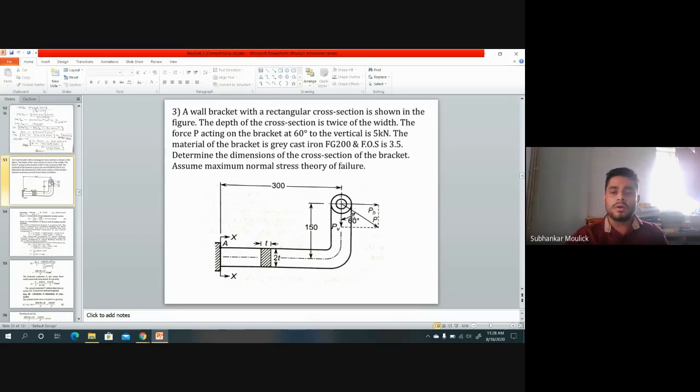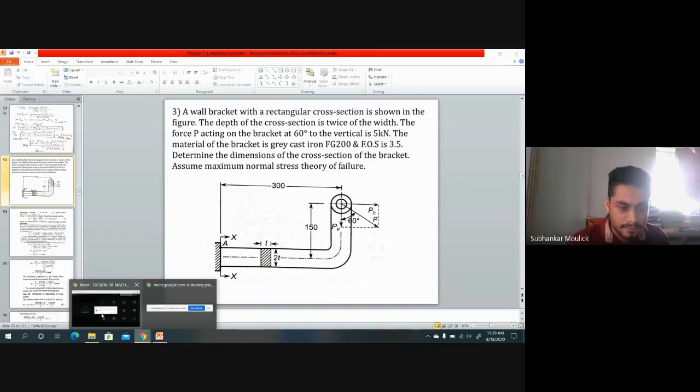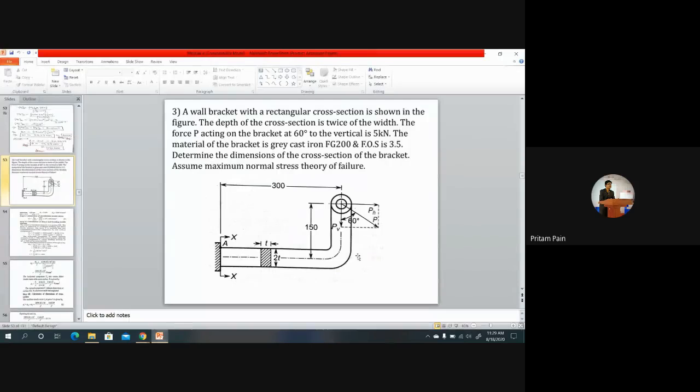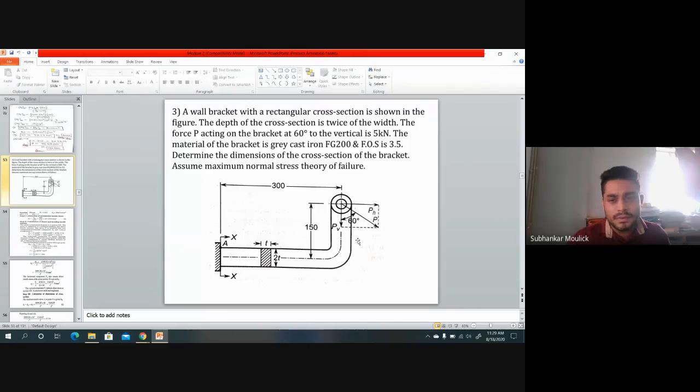Can you tell me the magnitude of the horizontal component PH and PV? What is the value of PH and PV? Sir, the horizontal component will be PH as it is, but the horizontal component of PV will be 0. Why will it be 0?